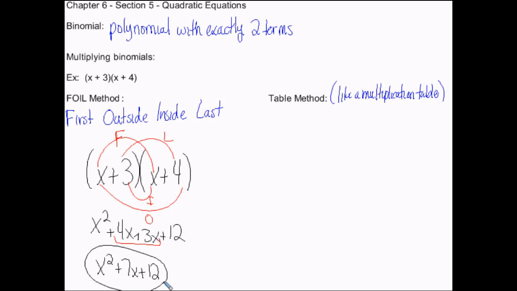Taylor method gives you the same answer. It works very similarly, but instead of drawing lines for what you're multiplying, we make a table. You make as many rows and columns as you have terms. So I'm doing binomials, so I have a 2 by 2. So x plus 3, x plus 4.